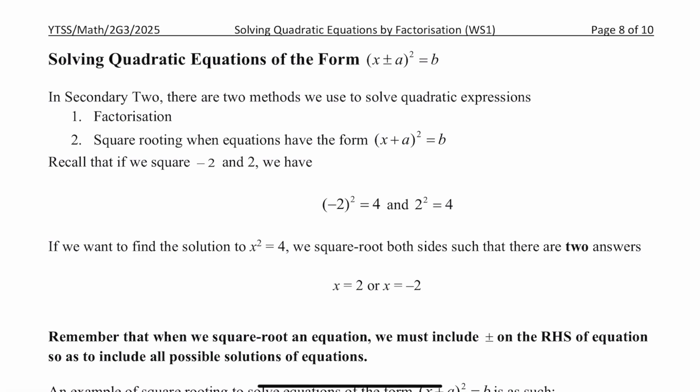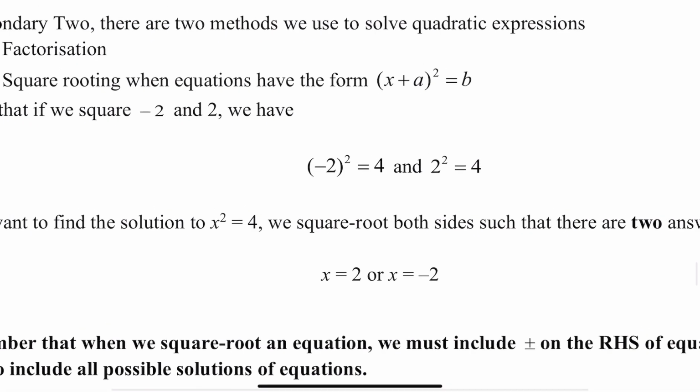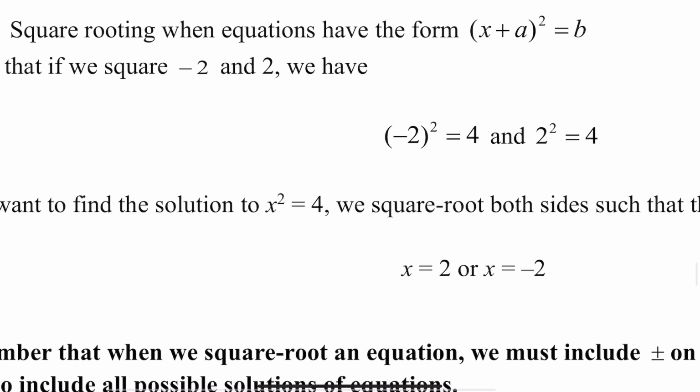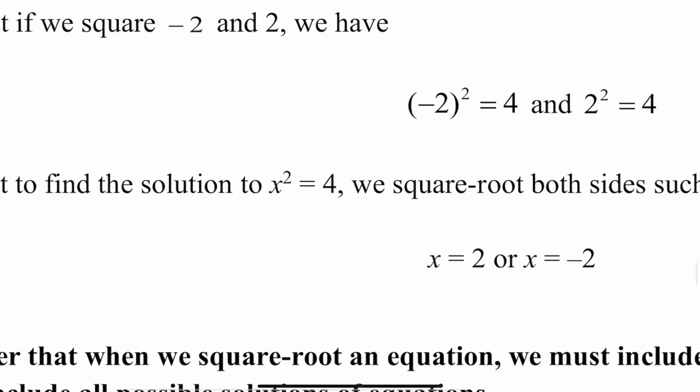So what does that mean? Let's look at a simple example first. Let's say I have negative 2 squared is equal to 4, and 2 squared is also equal to 4. So if the problem is x squared equals 4, how do I find x? The solution is that x is equal to plus minus square root 4, and I'll have plus minus 2.